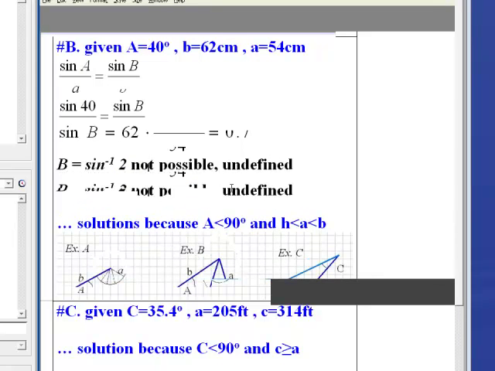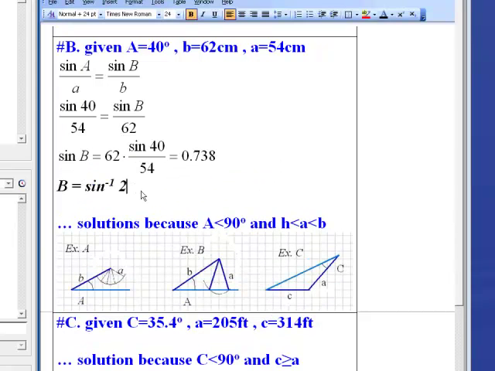Then B, of course, in this case it is possible. So 0.738, inverse sine of that comes out to 47.6 degrees, which of course is in quadrant 1 and is also the reference angle. I'm going to plug this one in here.